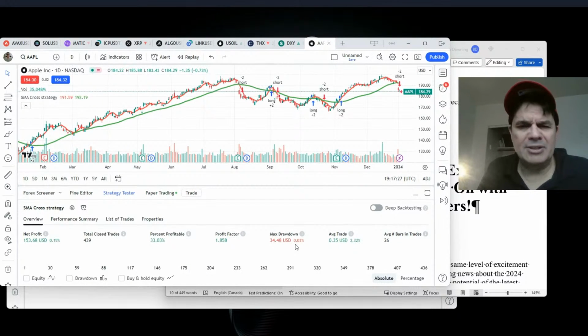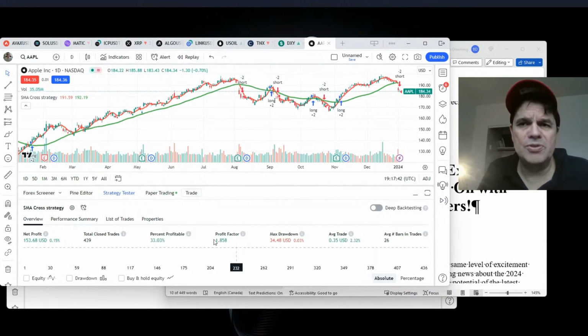Okay. Here's your max drawdown. Standard is you don't want more than 15%, and the average trade, you're going to get a return of 2.3. Looking pretty good so far. Percent profitable doesn't really matter.